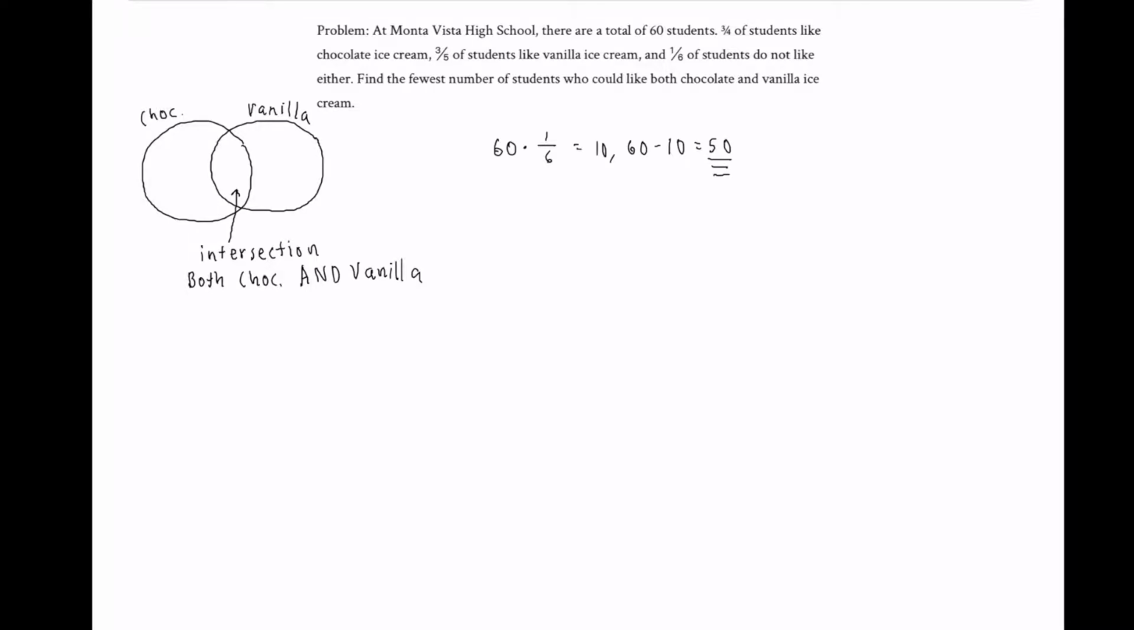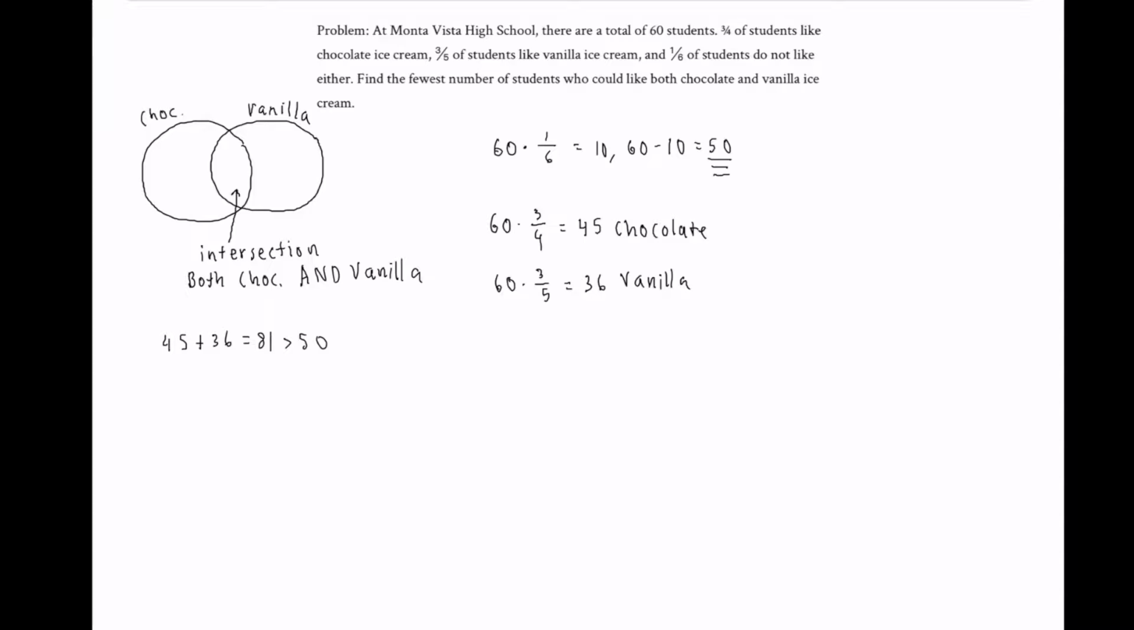Now let us calculate the number of students who like vanilla and chocolate. There are a total number of 60 times 3/4 students who like chocolate, which is equal to 45, and 60 times 3/5 students, which is equal to 36, who like vanilla. These numbers seem strange because if you add the two, you get 81, which is definitely greater than 50. But remember, a student can like both vanilla and chocolate ice cream.